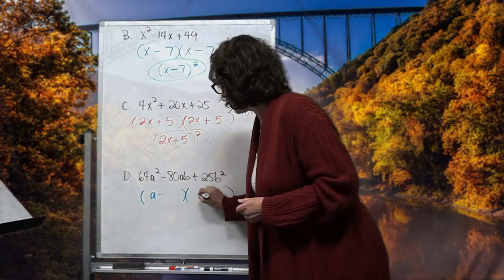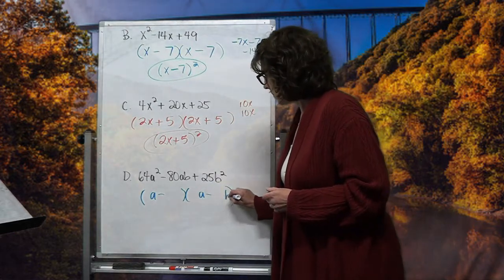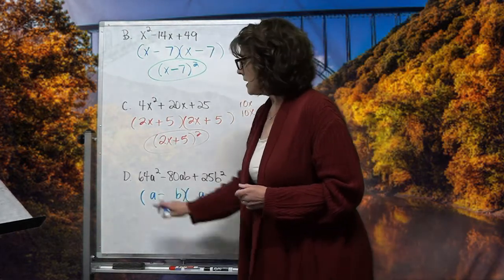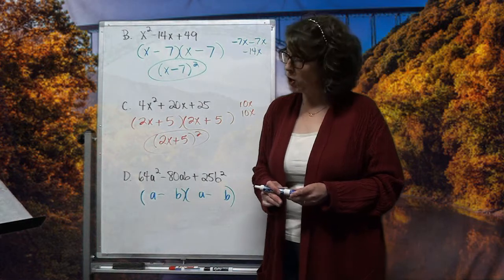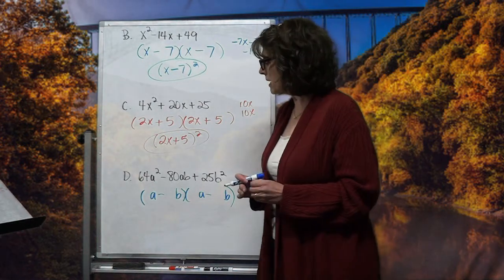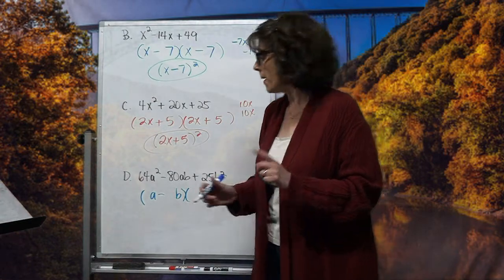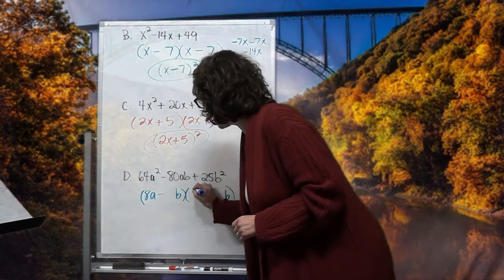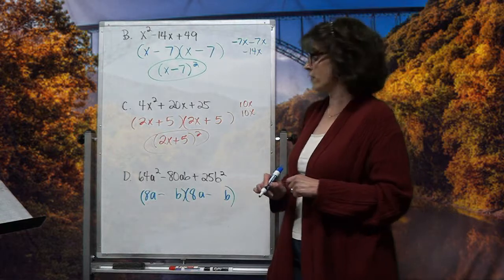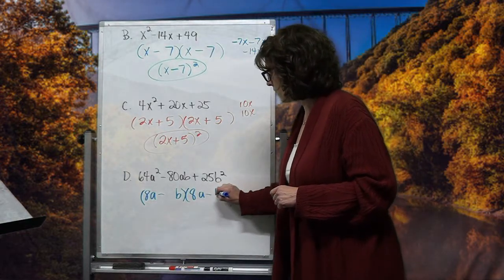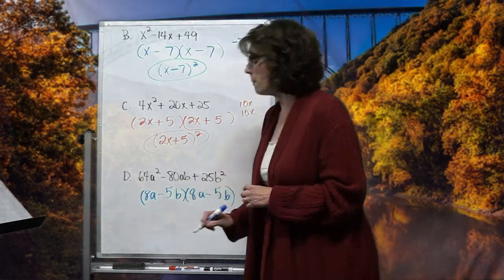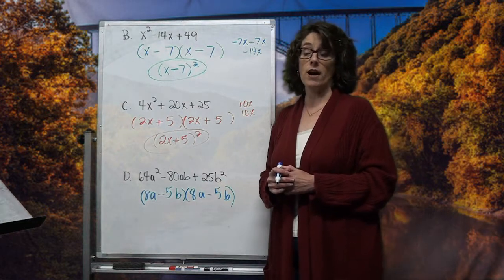Definitely an A and an A. Definitely here is going to be a B and a B. Now that 64, it could be a 64 and a 1. It could be a 32 and a 2. It could be all kinds of stuff, 16 and a 4. But it does split as an 8 and 8. So if it splits evenly, I'm going to try that first. And the same thing here with the 25. It could be a 25 and a 1, but it could be a 5 and a 5. I'm going to try that.